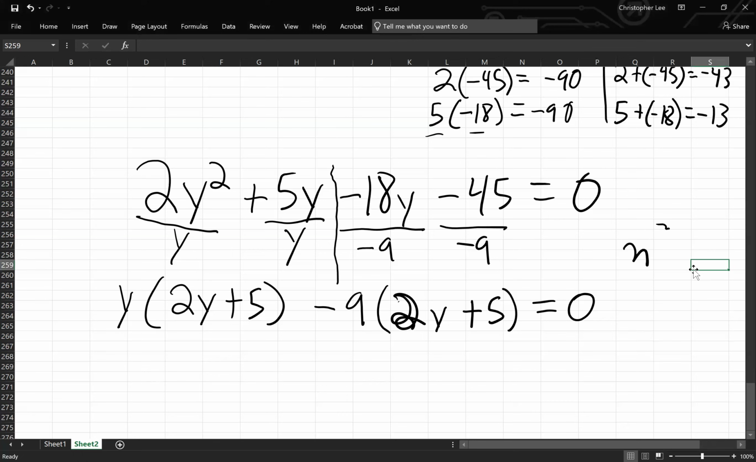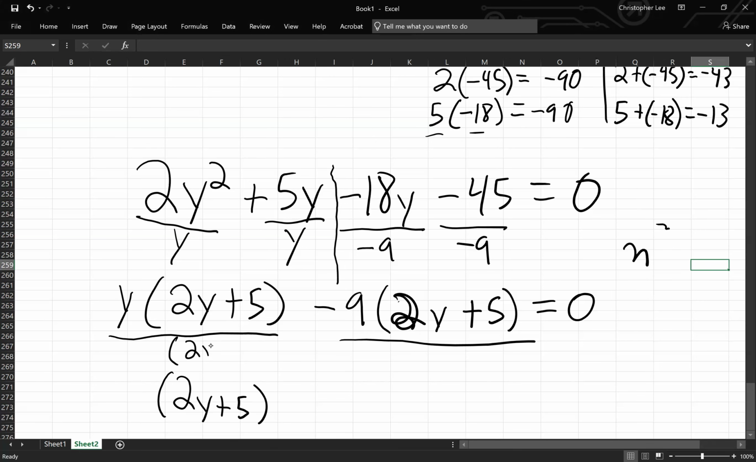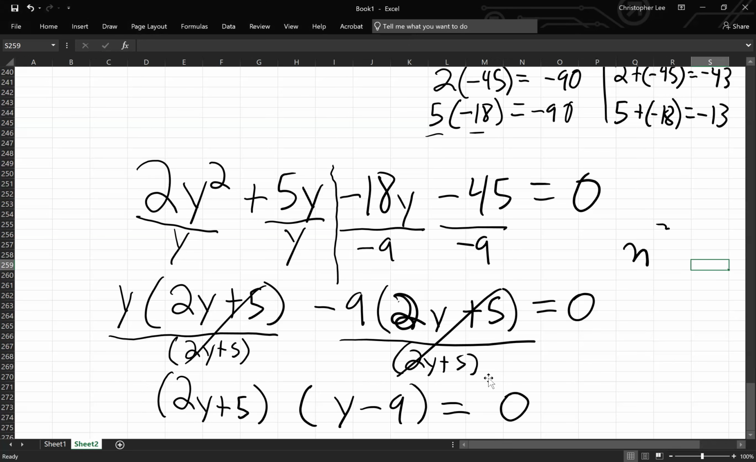Greatest common factor one more time, right? Between the two terms right here. They both have what in common? Perfect, right? So I'm going to factor out a 2y plus 5. Remember, when you factor out a 2y plus 5, it's like you're dividing by 2y plus 5. And then what's left over? Perfect. y minus 9, and then that's equal to 0.